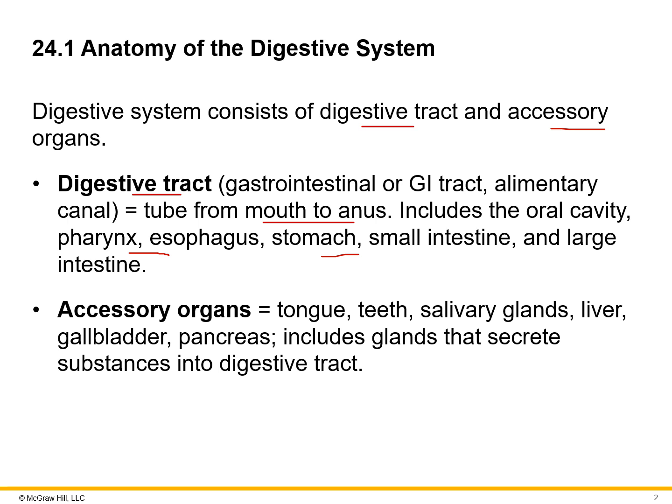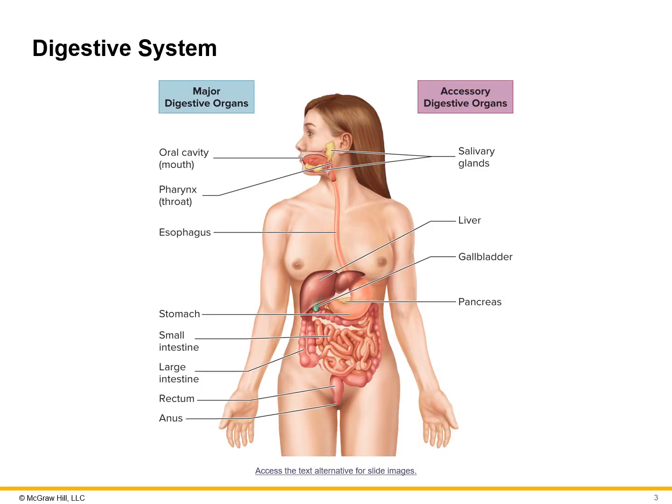There are also accessory organs, though, that go along with the digestive system. It's not really part of the tract that the food would go through, but it's important in digestion. So we include things like the tongue and the teeth, different glands, the gallbladder, the liver, the pancreas, and all of these different glands that secrete digestive juices into the digestive tract to aid in digestion.